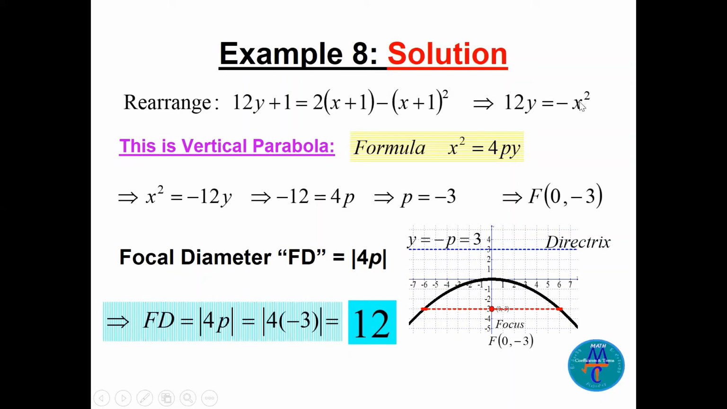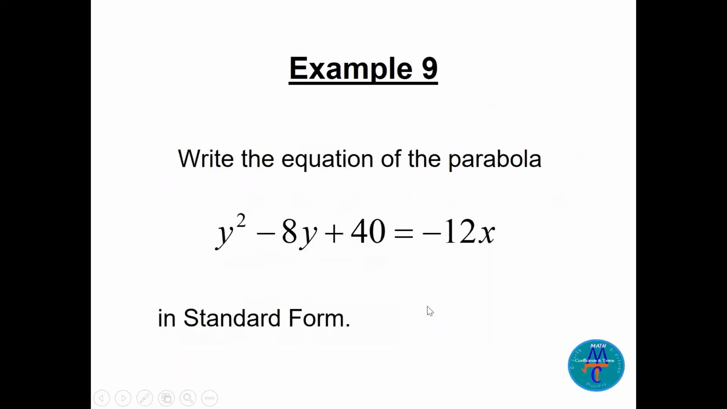See the square on the x, that means the parabola opens either up or down. We have negative p, minus 3, the value of p, so it opens downwards like this. And the focus now is (0, minus 3), that's the focus here. Now the focal diameter, FD, will be the absolute value of 4p. 4 times the p in absolute value becomes 12. 12 means this is the distance here. See the length here? This red line, that's the line segment that has a length of 12, the focal diameter.